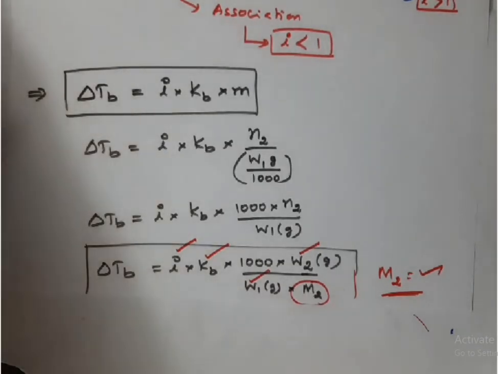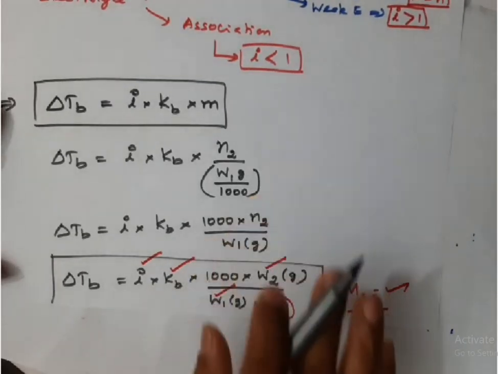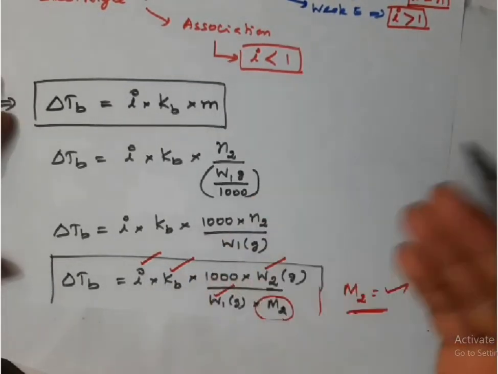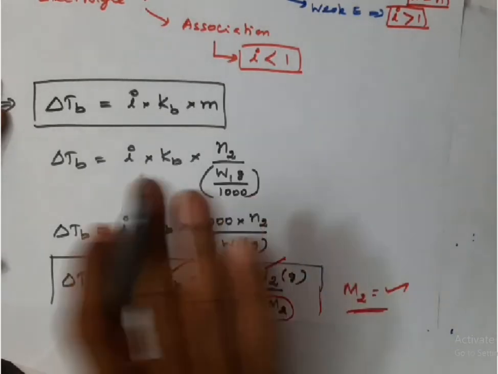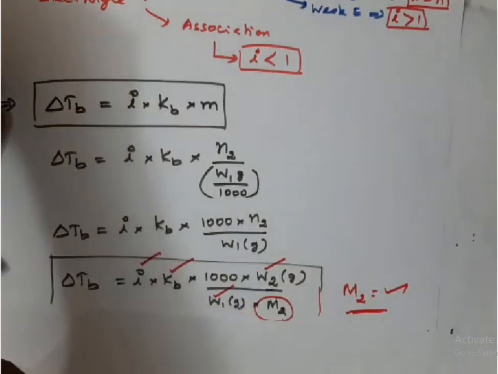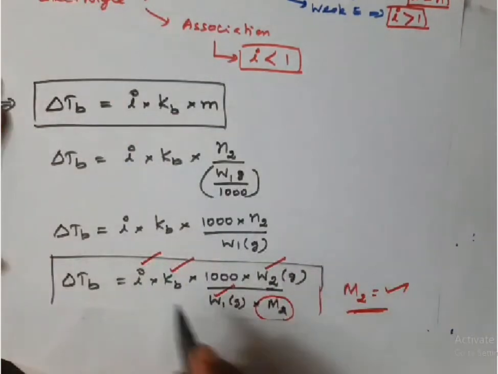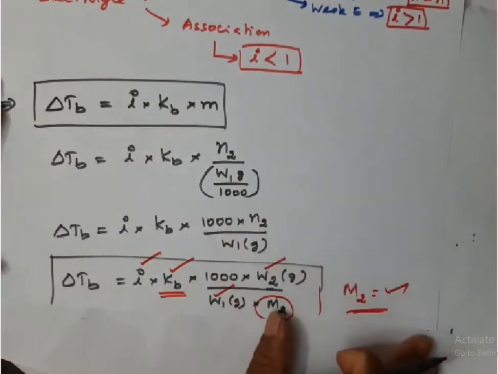How to calculate Kb? Students, for this we have a special derivation, but I'm not going to do that, which requires the concept of chemical potential. You may not be aware of that, so I'm not going to discuss it, but I'll give you the final expression. How to calculate the value of Kb? Kb is called the ebullioscopic constant. The ebullioscopic constant is a constant for a given solvent. Let me write.